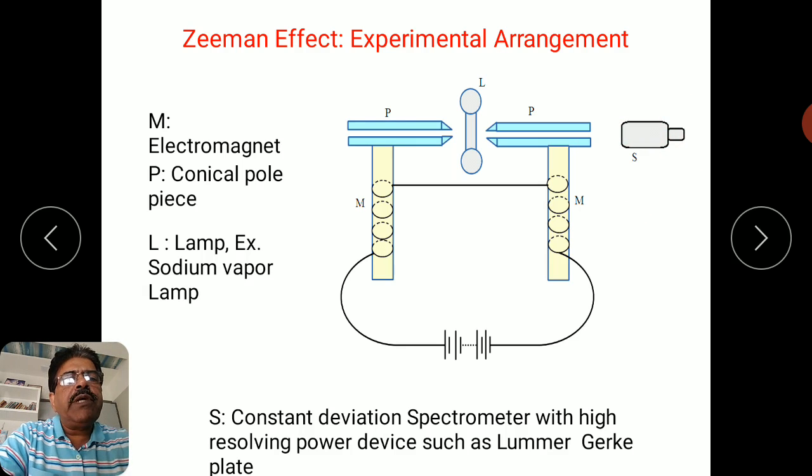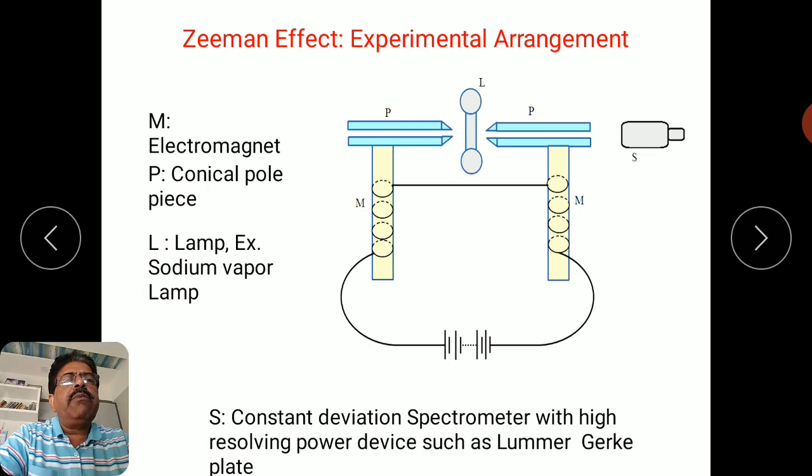So a constant deviation spectrometer is used along with a high resolving power device such as a Lummer-Gehrcke plate. And nowadays modified or additional components such as digital cameras are interfaced with computers so that the images can be captured directly on the computer screen. So this is the experimental setup for the Zeeman effect and its experimental arrangement.